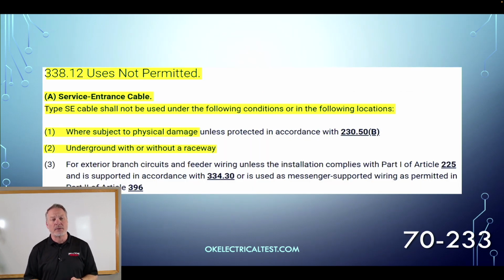338.12, use is not permitted. Letter A is specifically talking about service entrance cable. And a type SE cable shall not be used under the following conditions or in the following locations. Number one, where subject to physical damage, and number two, underground with or without a raceway. So SE cable specifically is not allowed underground. If we want to do underground, we're going to have to use USE cable.